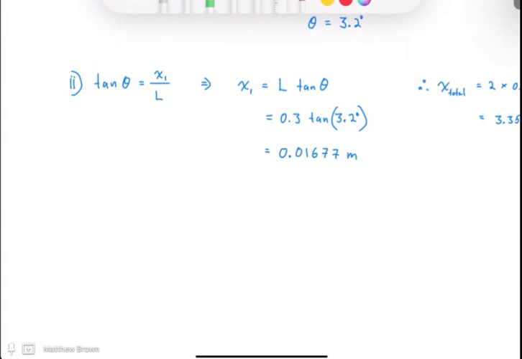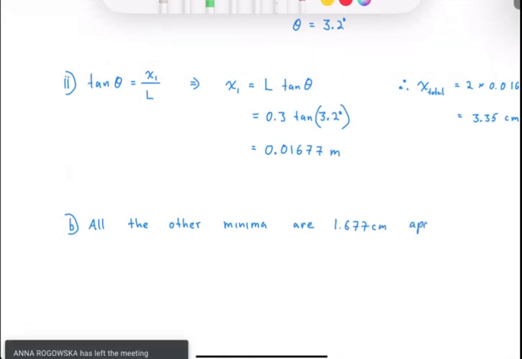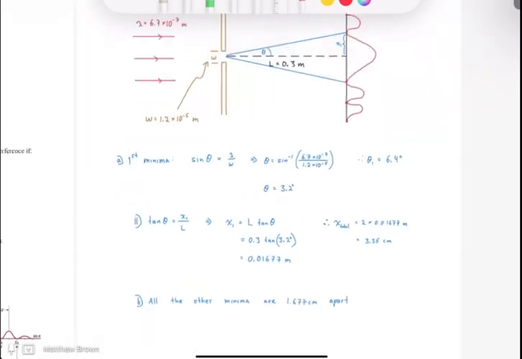So for part B, we can say all other minima are this here, which is just 1.677 centimeters apart, as I tried to draw it up there.